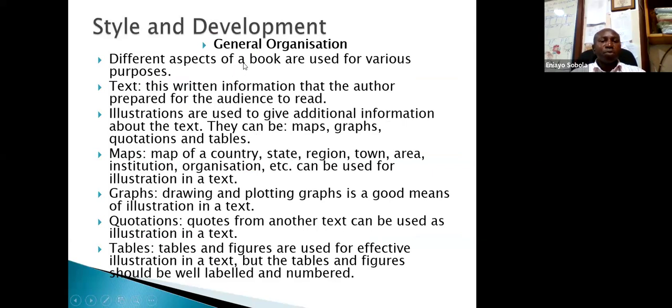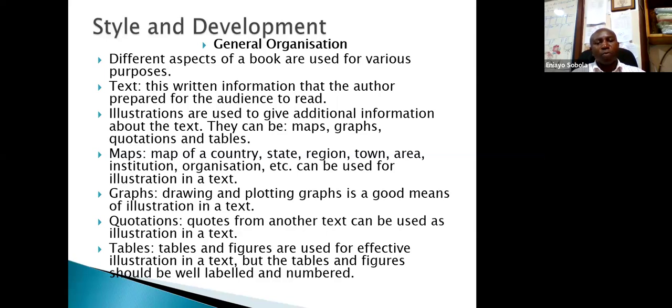So we have different aspects of a book which are used for various purposes. The number one in the book is text. Text is very crucial in the book, but under text, we have a lot of things that we may need to also look at. You should know that text is the written information that the author has to pass across to the audience to read. Text is the written information that the author has for the audience to study.